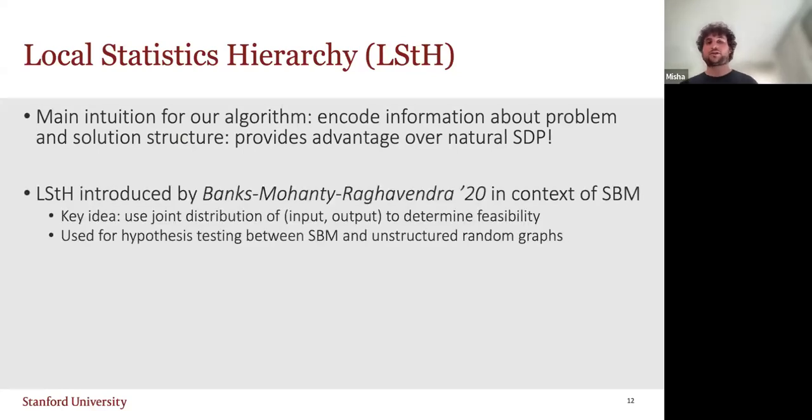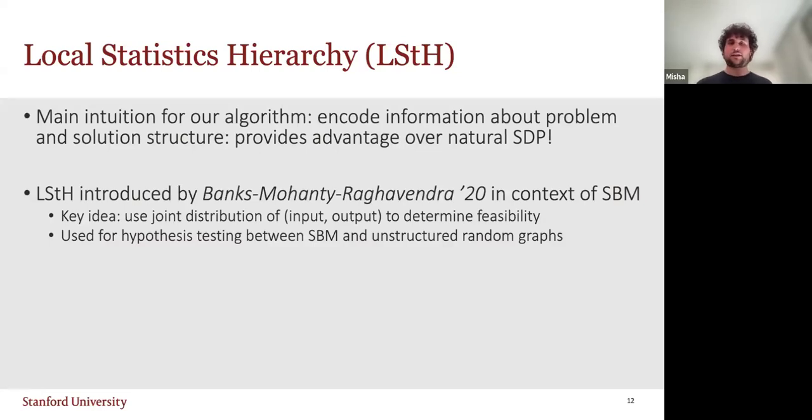To that end, the local statistics hierarchy was introduced by Banks, Mahanti, and Raghavendra in 2020 in the context of the stochastic block model. The key idea is to use the joint distribution of these input-output pairs, as you saw before, the input X and the AMP output V, together to determine feasibility. In particular, the original use case for this was hypothesis testing between the stochastic block model and random graphs, which don't have community structure.